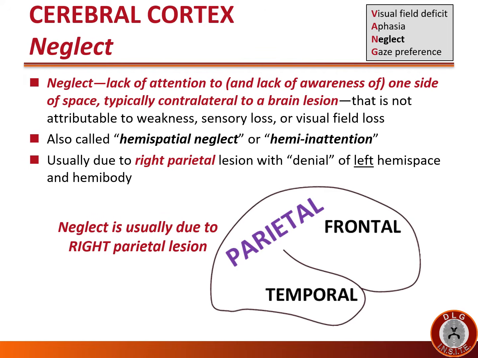The N in VAN refers to neglect, lack of attention to, and lack of awareness of one side of space, typically contralateral to a brain lesion, that is not attributable to weakness, sensory loss, or visual field loss. Neglect is also called hemispatial neglect or hemi-inattention. It is usually due to a right parietal lesion with denial of left hemispace and hemibody.